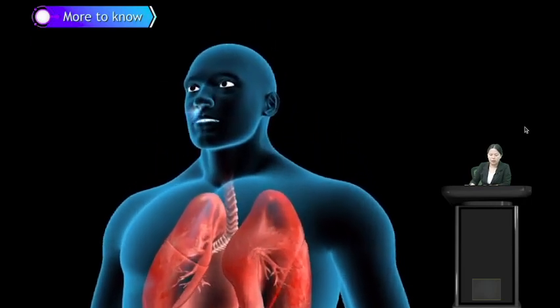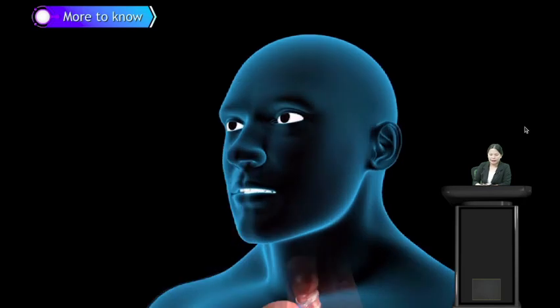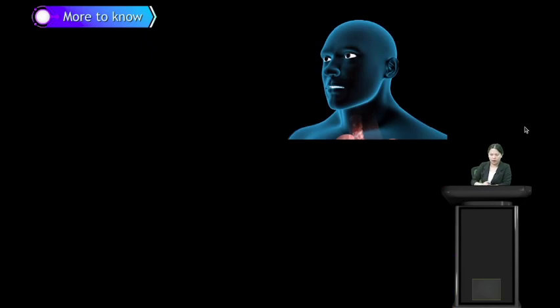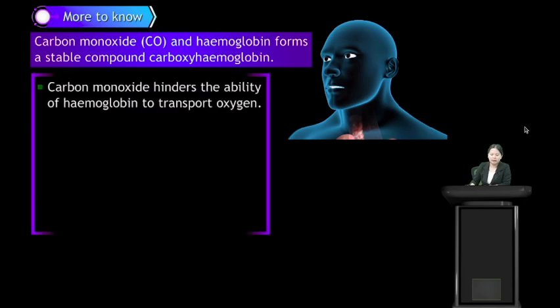Okay, let us see how carbon monoxide affects our health. When we inhale the air, we breathe in and breathe out. Yes, students. When we inhale, carbon monoxide, known by the formula CO, and hemoglobin form a stable compound called carboxyhemoglobin. Carbon monoxide hinders the ability of hemoglobin to transport oxygen.